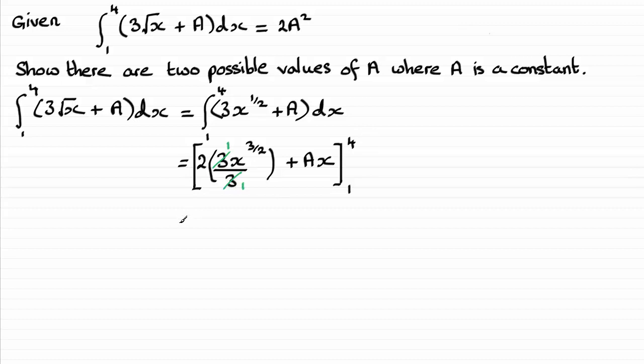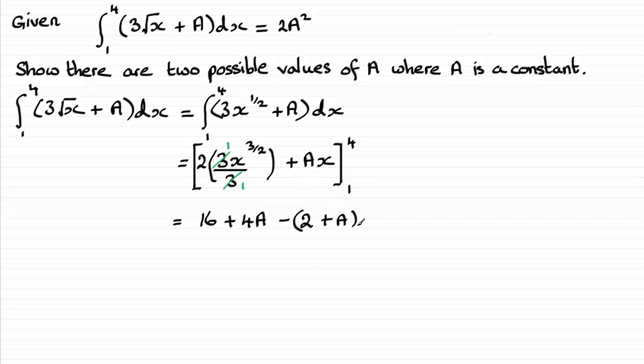Starting with 4, what we're going to have is 2 times 4 to the power 3 over 2. That'll be the square root of 4, which is 2, cube it, which is 8, times it with the 2, and you're going to get 16. And then we've got the 4 in there, is going to give me 4a, and then we subtract what we get when we substitute 1 in. And so 1 to the power 3 over 2, that's going to be 1, times the 2 there, that's going to be 2. And here we're going to have 1a, or just simply a, so we'll just put plus a there.